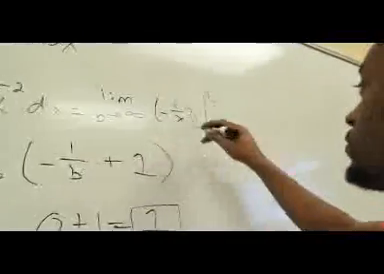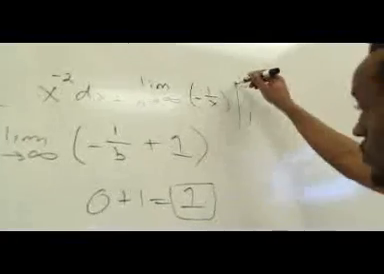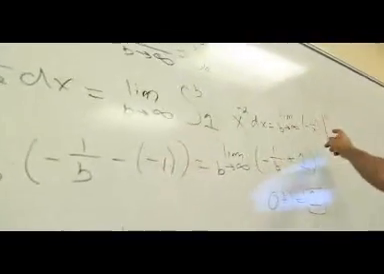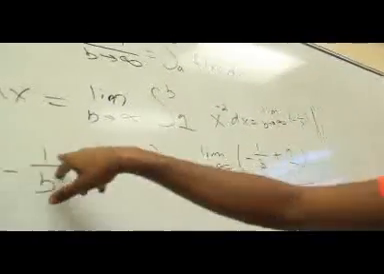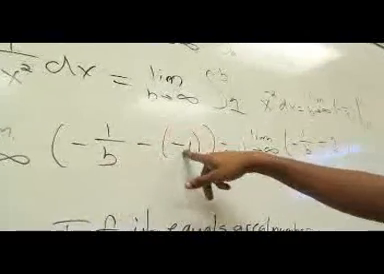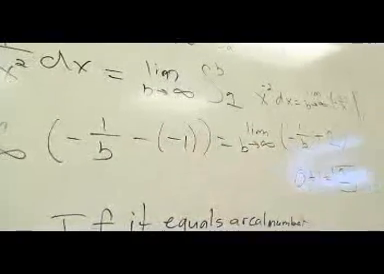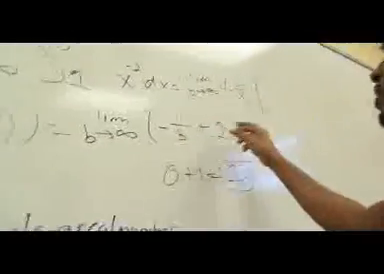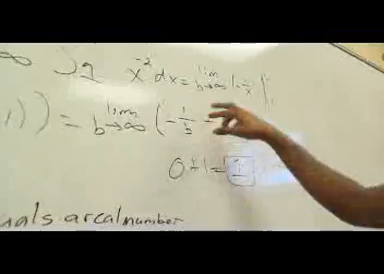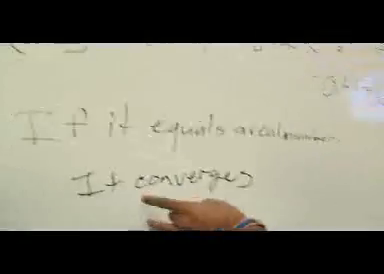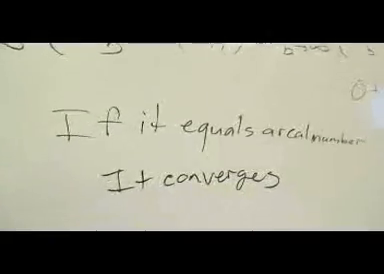Of -1 over x. Now this is where we enter our limits. You do your top limit minus your bottom limit. So we take this function right here, -1 over our top limit, b, minus our bottom limit, that's 1. After we simplify it, this is what we get: -1 over b plus 1. When we do that, 1 over any constant is 0, plus 1, that equals 1. Then it converges because it's a real number.